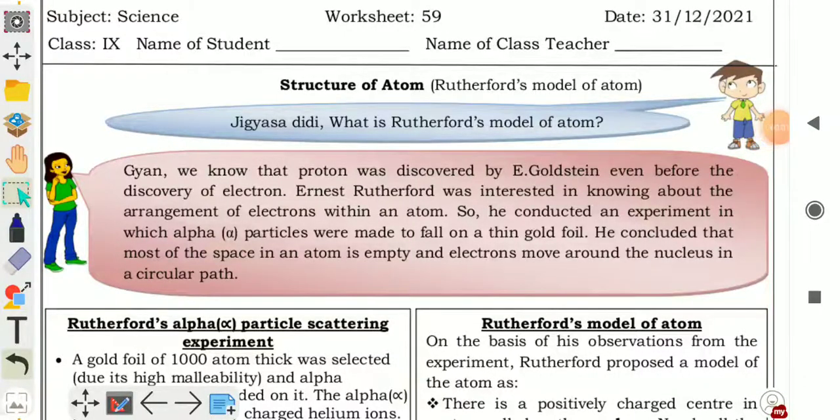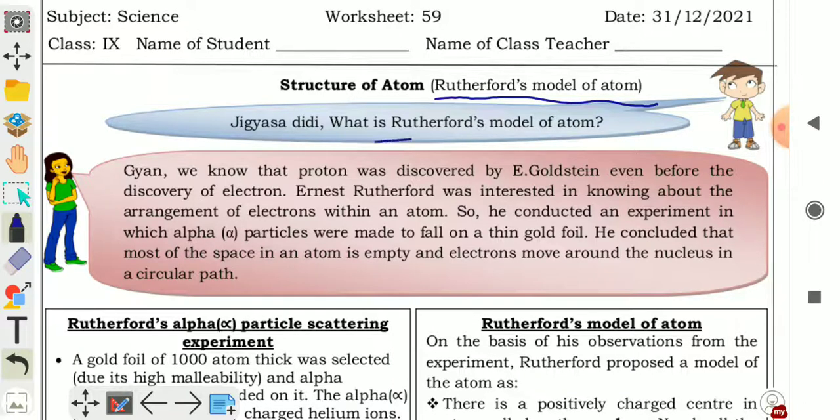Welcome children. Today's worksheet number 59, structure of atom. In this worksheet we will learn about Rutherford's model of atom.